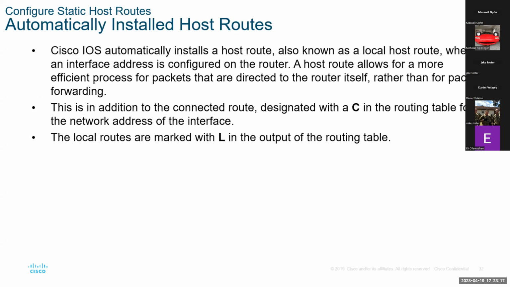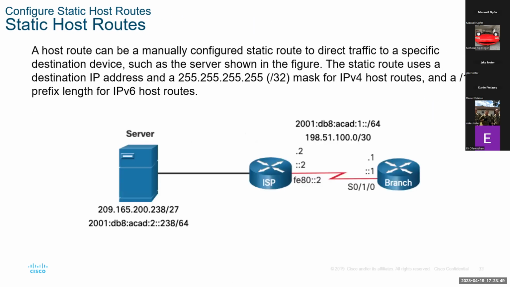Cisco's IOS automatically installs the host route, also known as a local host route, when an interface address is configured on the router. A host route allows for a more efficient process for packets that are directed to the router itself, rather than for packet forwarding. This is in addition to the connected route designated with a C in the routing table for the network address of the interface. The local routes are marked with L in the output of the routing table.